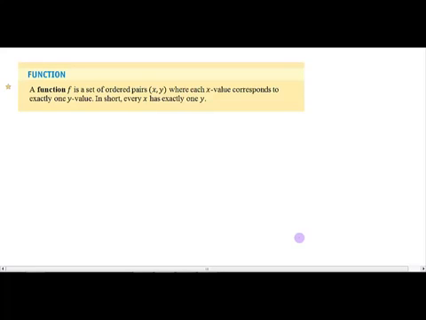A function is a set of ordered pairs x, y, where each x value corresponds to exactly one y value. In short, every x has exactly one y. If you're asked this definition on a test or a final, it's just fine to say that a function is a set of ordered pairs where every x has exactly one y.